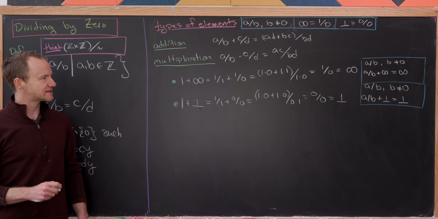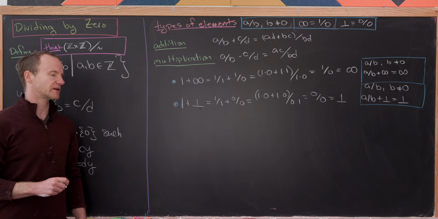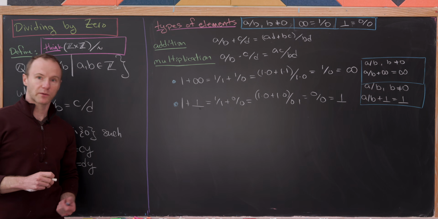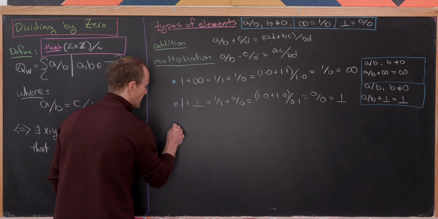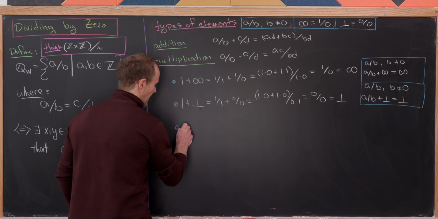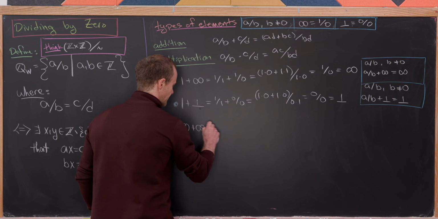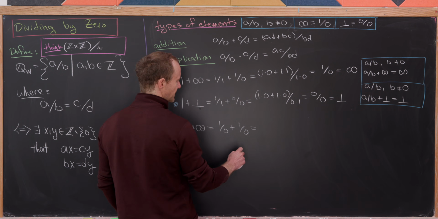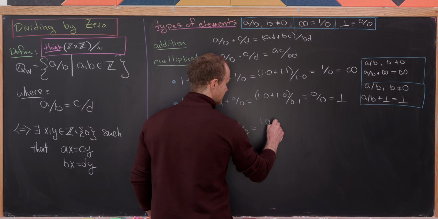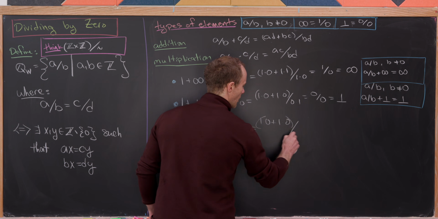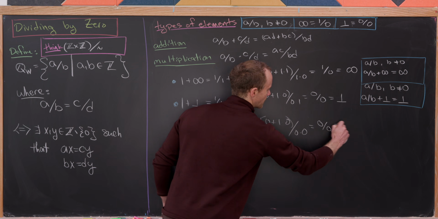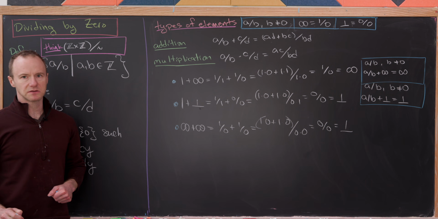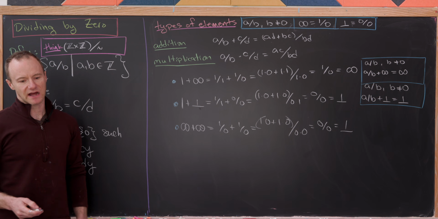Now, you might say those two boxes don't cover the cases when we add infinity to infinity, perpendicular to infinity, or perpendicular to perpendicular. So let's look at those. First, infinity plus infinity. That's going to be 1 over 0 plus 1 over 0. Let's observe that that is equal to 1 times 0 plus 1 times 0 over 0 times 0. In other words, it's 0 over 0, which is the perpendicular element. So there we get something that's a little bit less expected, I would say.